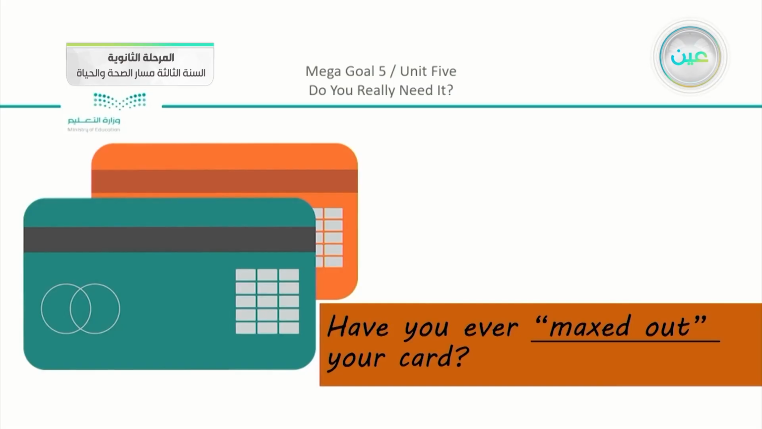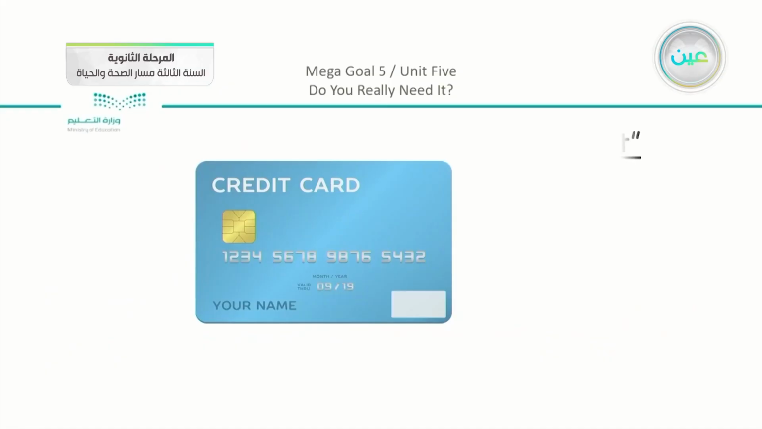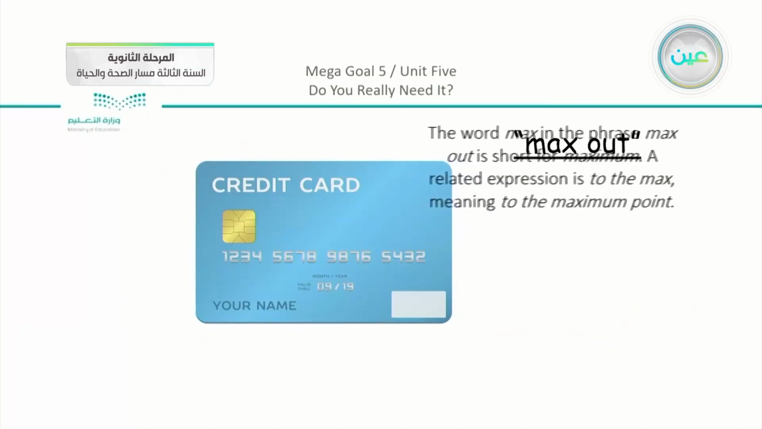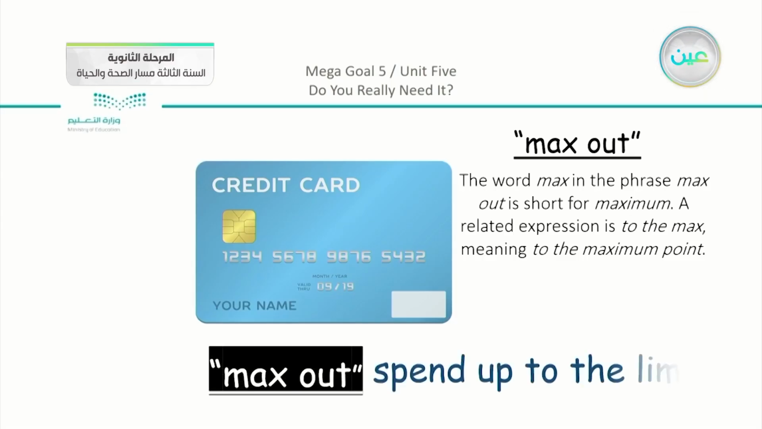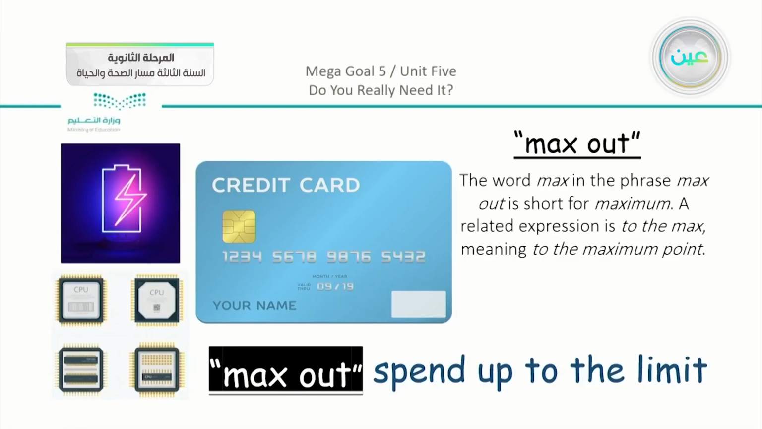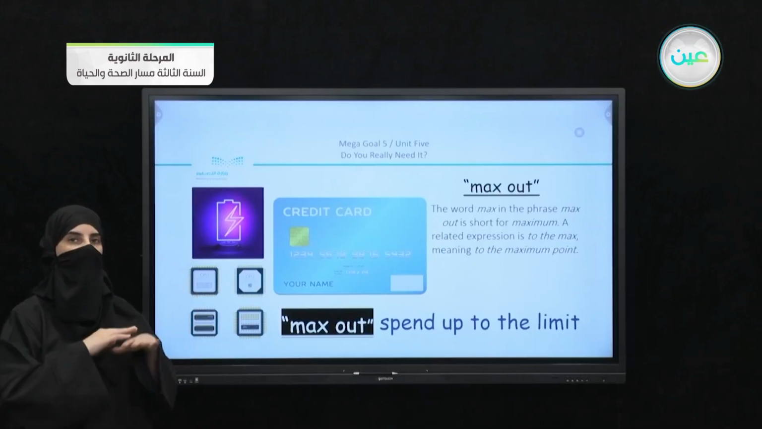Have you ever maxed out your card? Maxed out. Have you ever heard of this phrase? Now we have here max out. The word max in the phrase max out is short for maximum. A related expression is to the max, meaning to the maximum point. So I have reached the highest point or the lowest. We have here the maximum in general. Max out is a phrase. It means to spend up to the limit. So I have reached the limit of the card, the credit card or my ATM card, and I maxed it out completely.